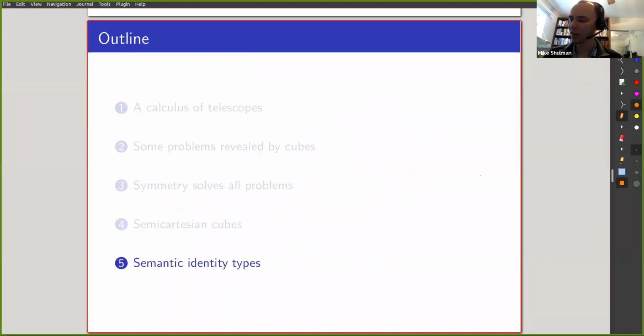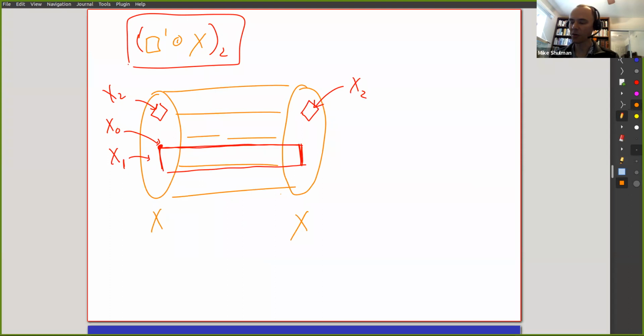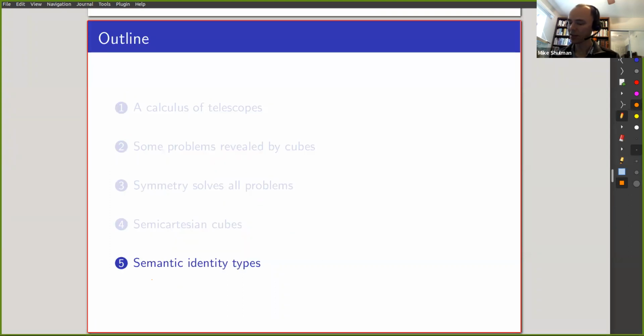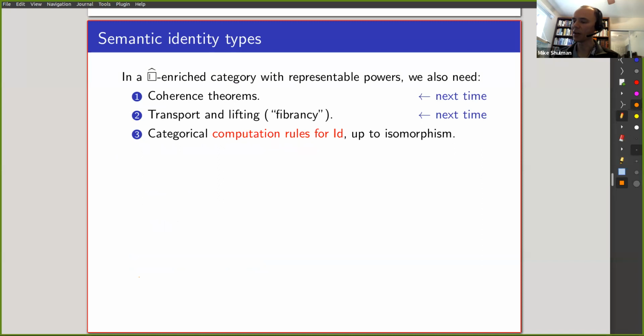All right. So I'm running a little bit long, so I won't have time to do this whole calculation that I wanted to do. But I want to say a little bit about how this nice formula for these cylinders allows us to model the type theory that we've got, in particular, our computation rules for the identity types. In order to actually model this type theory, we need a bunch of stuff. We need coherence theorems to sort of make everything strict.